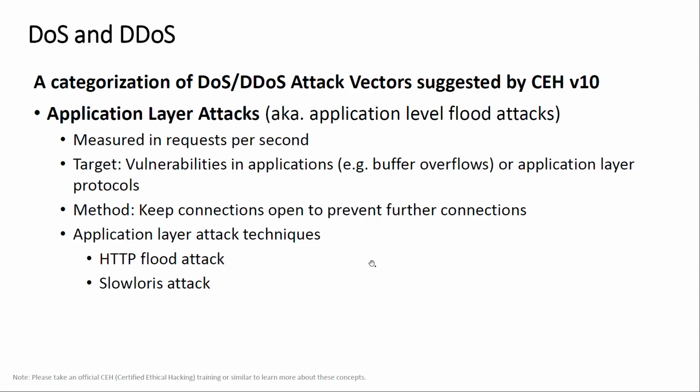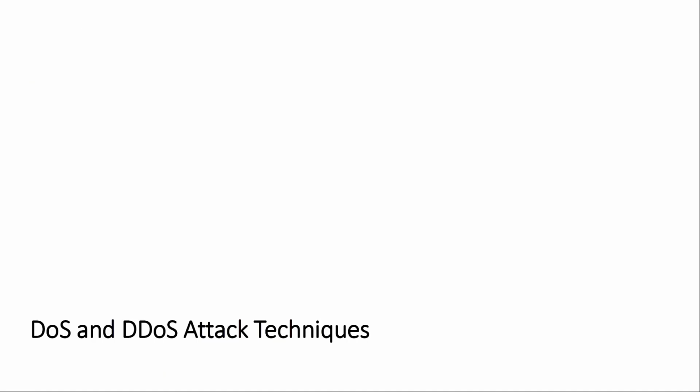Application layer attacks are also known as application level flood attacks. These are measured in requests per second. Target is vulnerabilities in applications, for example buffer overflows or application layer protocols. Method is to keep connections open to prevent further connections. And here are a few application layer attack techniques, HTTP flood attack and Slowloris attack, which we already talked about in the application layer security.